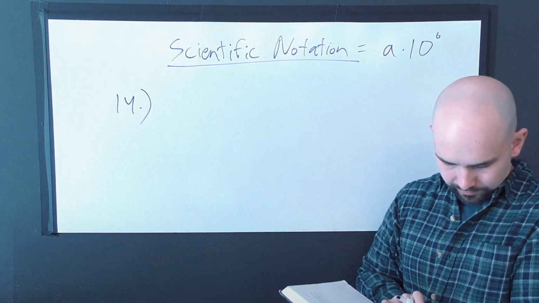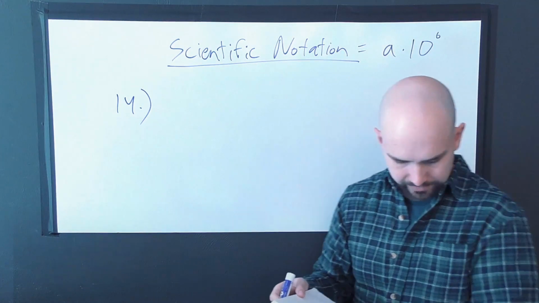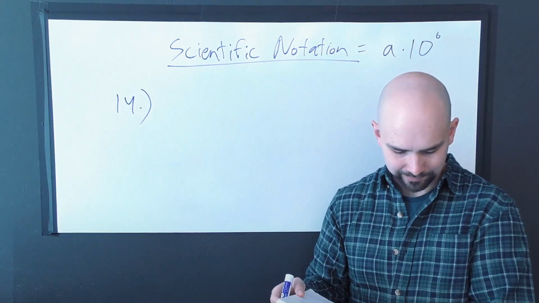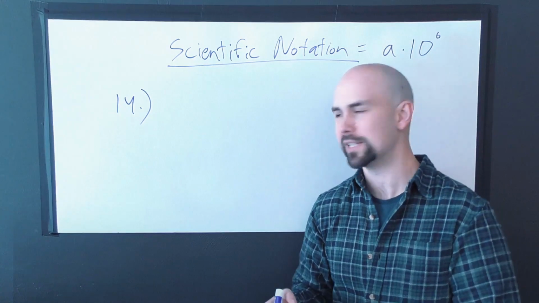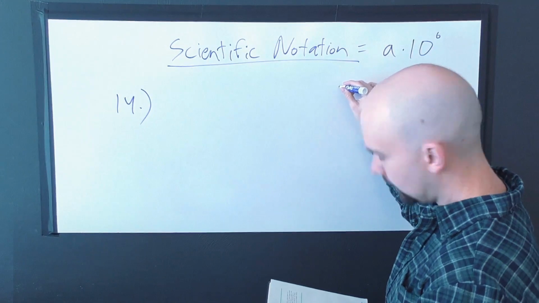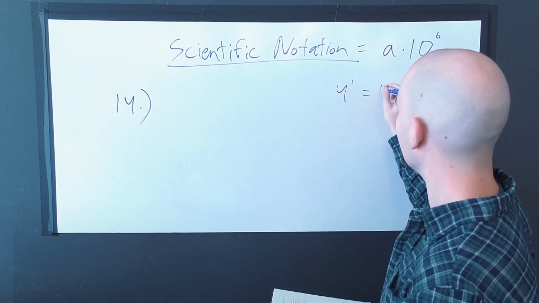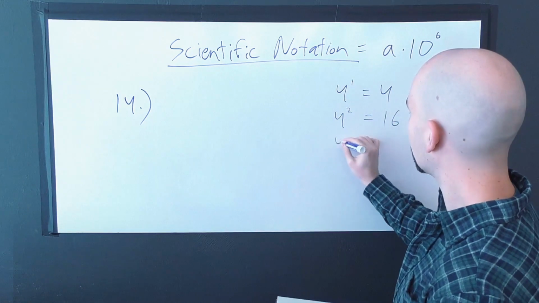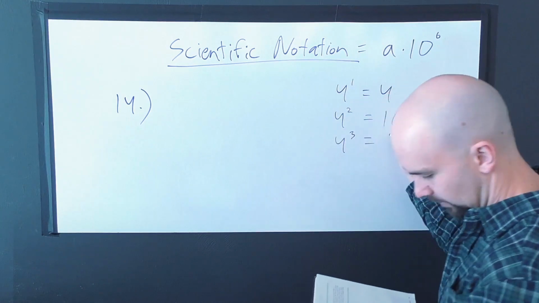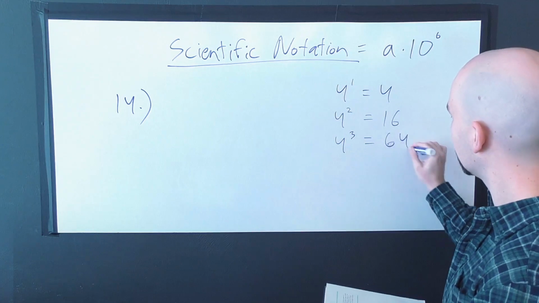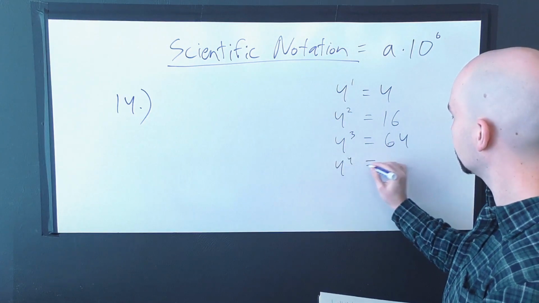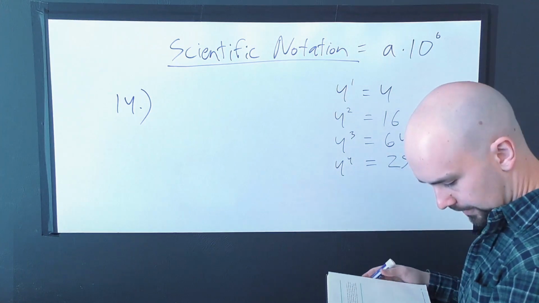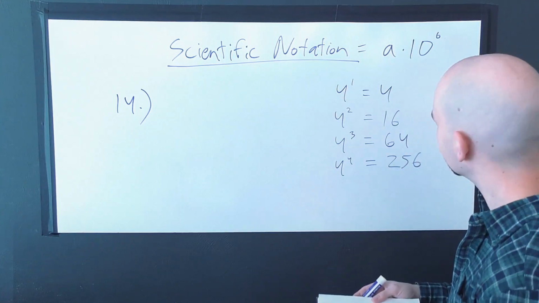Okay, this is one that I'm not going to do in entirety, but they provide you a table of the powers of 4. And it looks like this. 4 to the power of 1 is 4. 4 to the power of 2, hopefully you know, is 16. 4 to the power of 3 is going to be 64. And 4 to the power of 4 is 256. And I think I'll stop there.